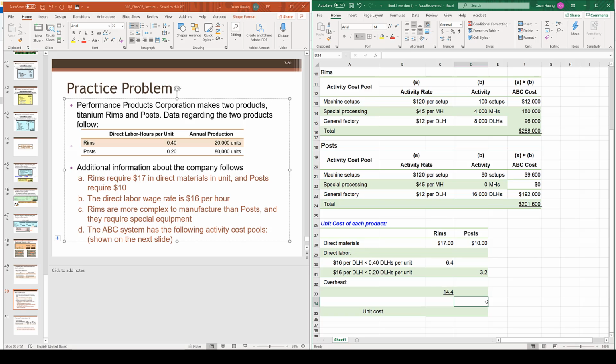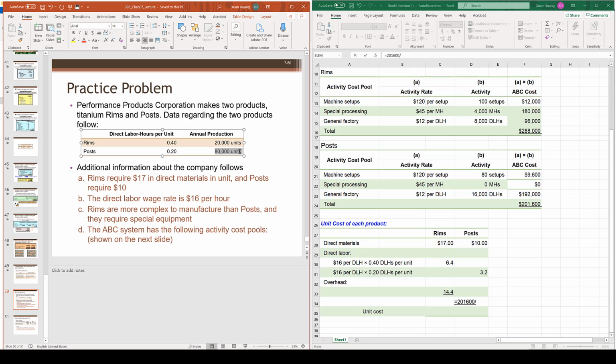To get the unit overhead cost for posts, we use the total assigned overhead cost of 201,600 divided by total units. Total units for posts is 80,000. So we divide it by 80,000, and we get the unit overhead cost for posts, $2.52.